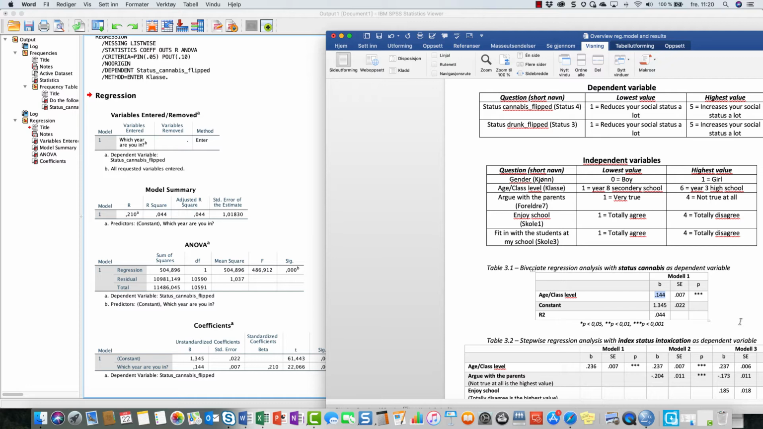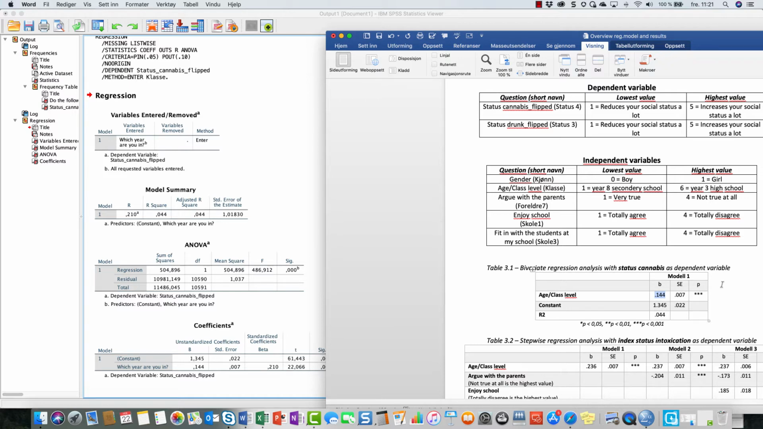What does this mean? Well, it means that the older kids think it increases your status more to smoke cannabis than the younger kids. Well, there's an age difference. Many of you want to interpret this as you grow older, but this is a cross-sectional data set, so it's different. It's the difference between different age groups: the younger think it's less cool to smoke cannabis, the older think it's more cool, or that it increases your social status more to smoke cannabis.